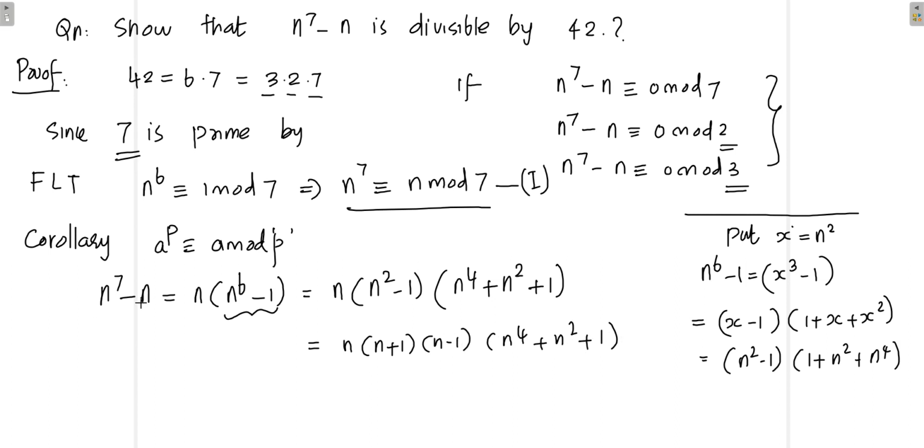അപ്പം n raised to 7 minus n നമുക്ക് ഇങ്ങനെ എഴുതാം. Okay, now the thing is n into n plus 1. n into n plus 1 എന്ന് വെച്ചാൽ product of two consecutive integers.